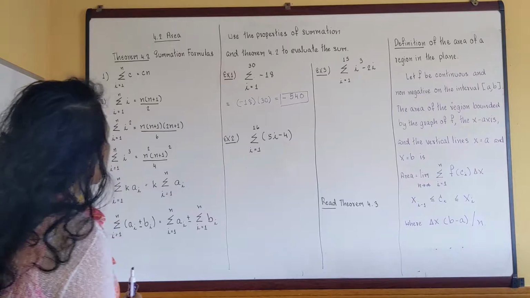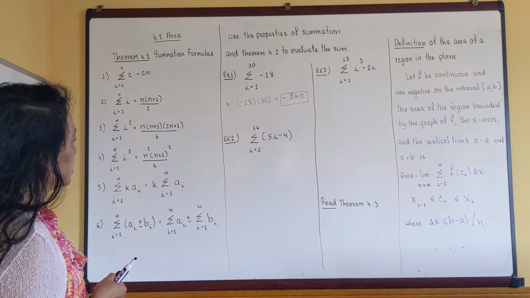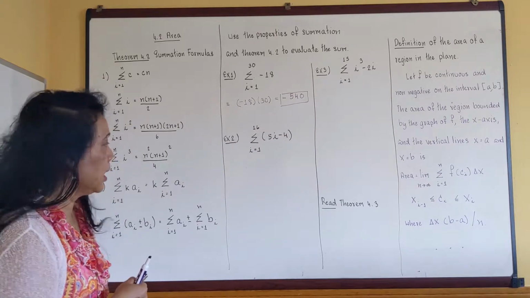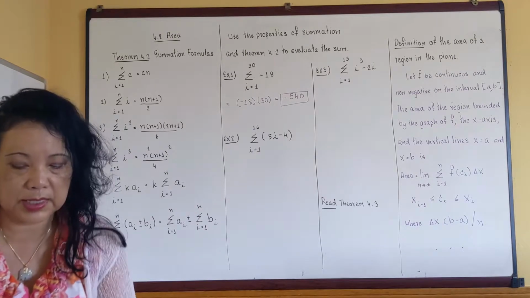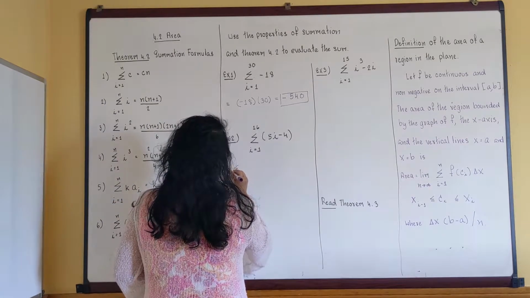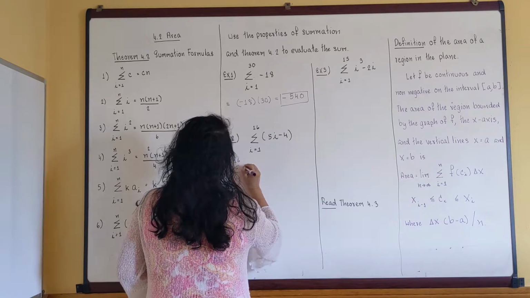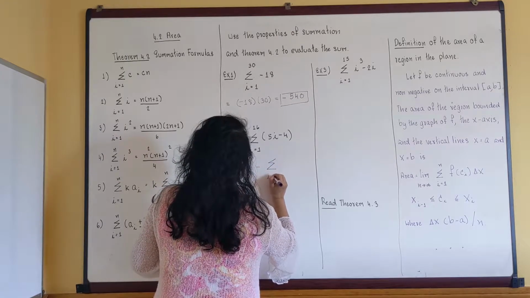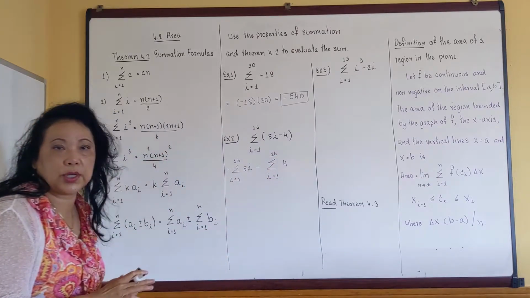Let's look at our second example. I have sigma, i from 1 to 16, of 5i minus 4. This is two terms, as you can see. I'm going to apply property number 6 here. So I'm going to have sigma, i from 1 to 16, of 5i, minus sigma, i from 1 to 16, of 4. Now I have two terms.